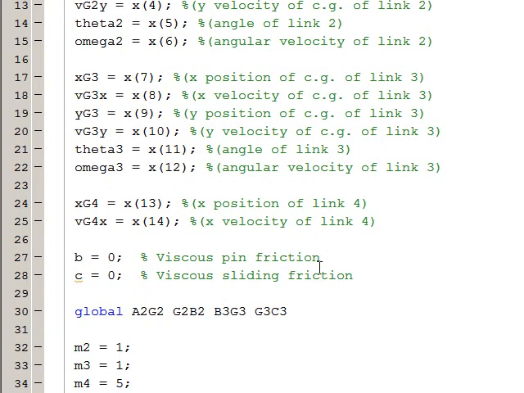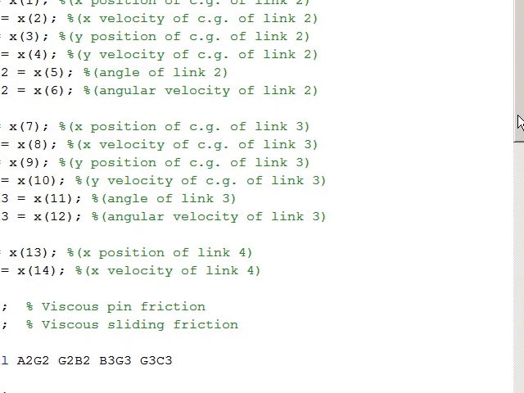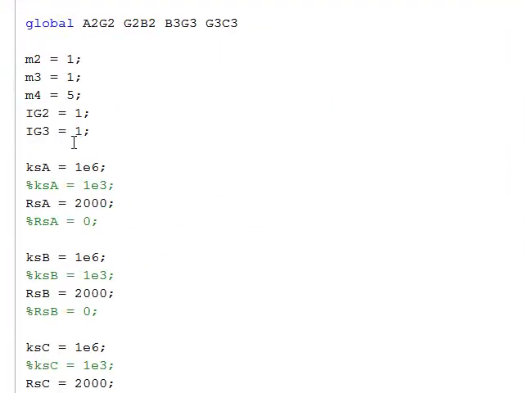I'm going to set the viscous pin friction to 0. I have viscous pin friction coefficient B. We used to have a bit of trouble putting in the mu n friction for the block in the slot. So we kind of had to use viscous sliding friction instead of mu n, but we finally figured out a way to get the mu n to work. And we'll touch on that a bit further down.